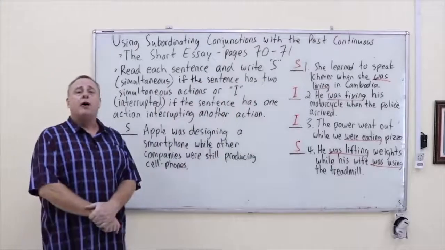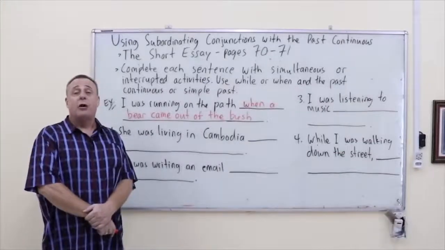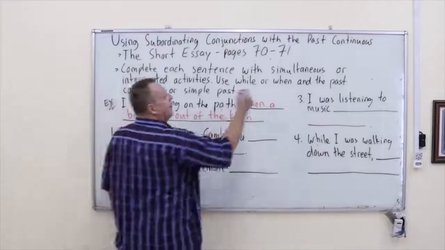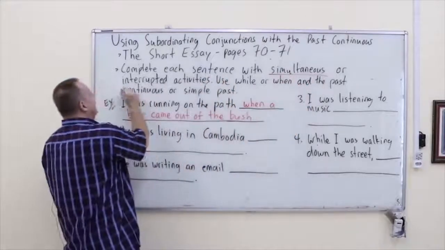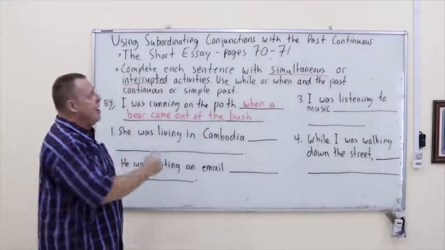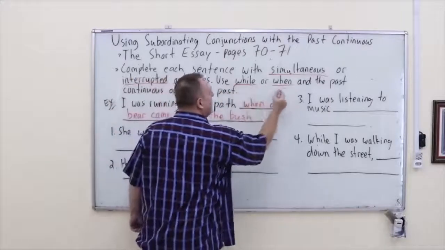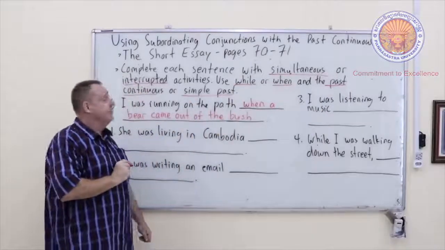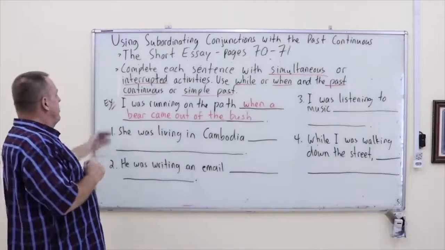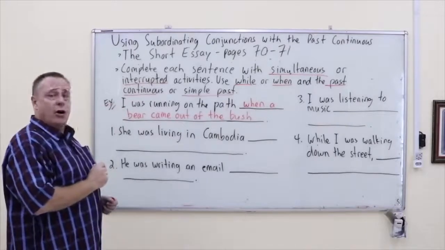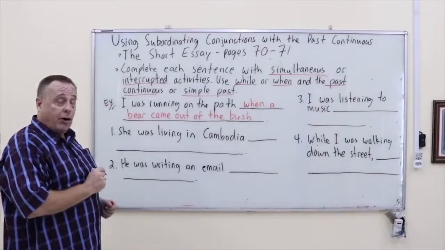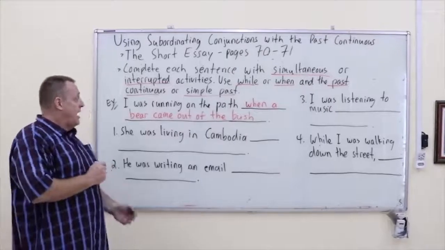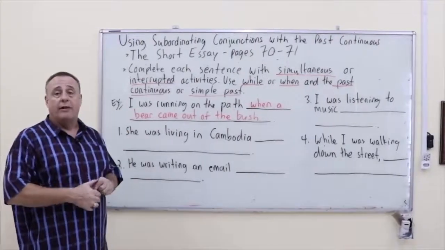Now, in a minute, we will do our last lesson. Okay, let's do our last lesson. So what we're going to do is you're going to complete each sentence with simultaneous or interrupted activities, okay, use while or when and the past continuous or simple past, okay? Let's look at the example I've done. We got, I was running on the path when a bear came out of the bush. So that would be an interrupted activity, okay? So let's spend a few minutes and I want you to do questions 1 to 4, please.